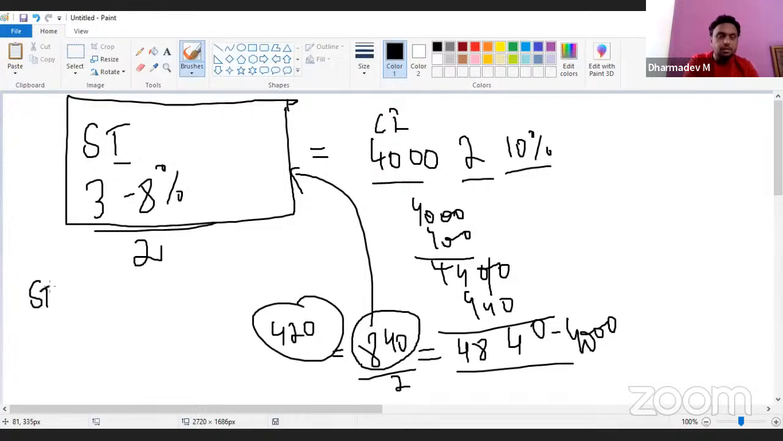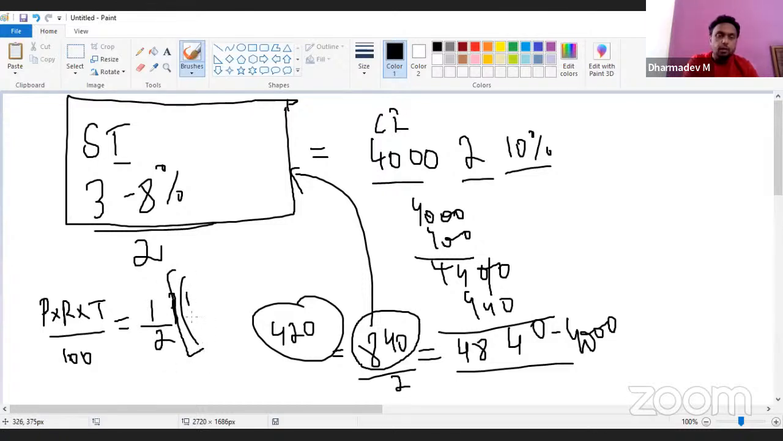Simple interest: let's say principal into rate into time divided by 100 is equal to half the compound interest, that is P into (1 plus R by 100) the whole power 2 minus P, divided by half. So you got 840 as the interest, so half of it. So what are they asking us to find?